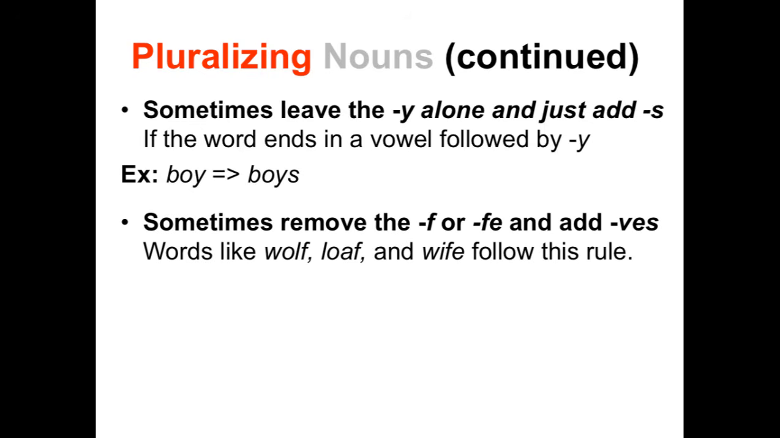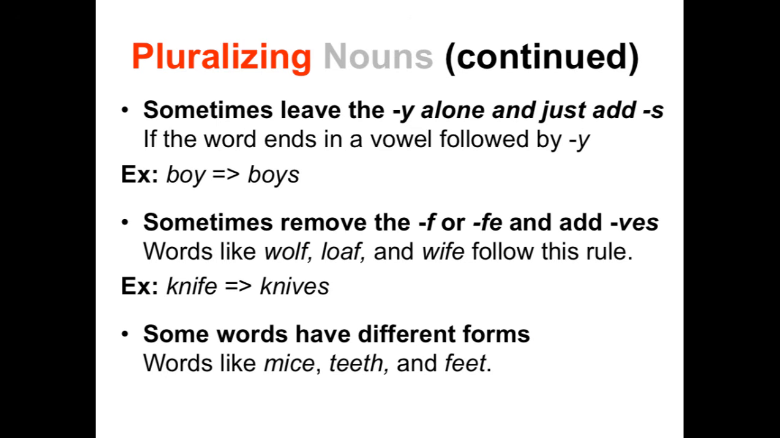Sometimes we have to remove an F or an FE and add a VES. So words like wolf, loaf, wife, they all follow this rule. We drop an F or an FE and we add a VES. So like the word knife, we drop the FE to pluralize it and add a VES. Knife becomes knives.